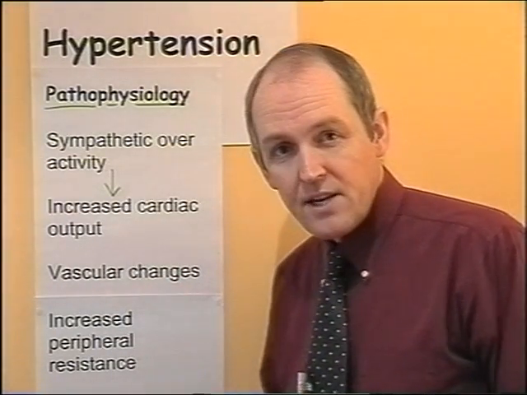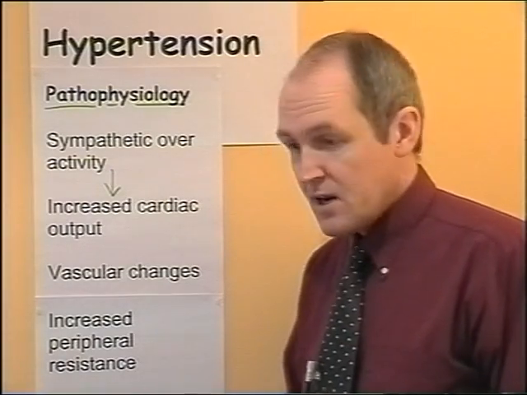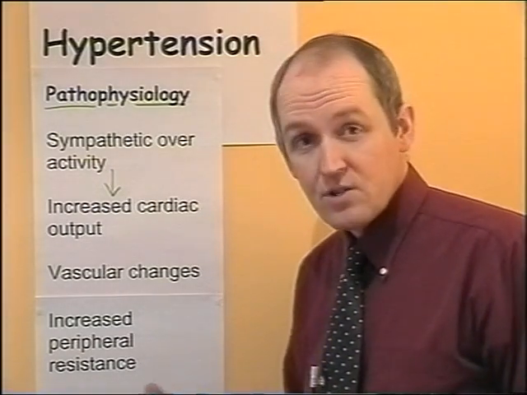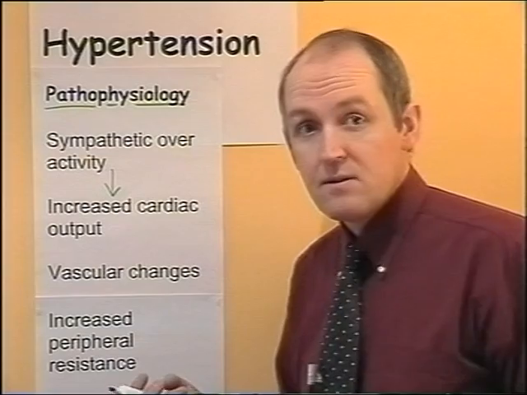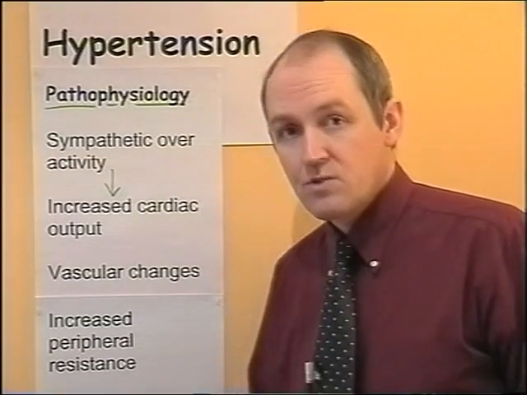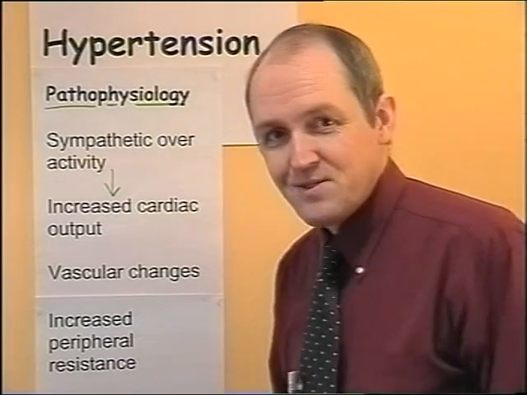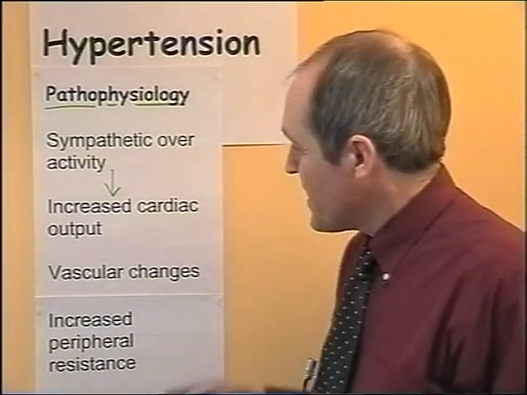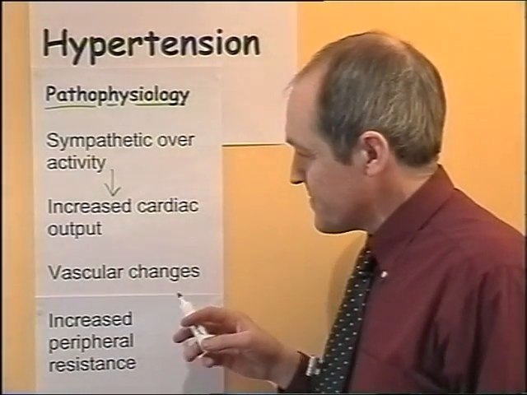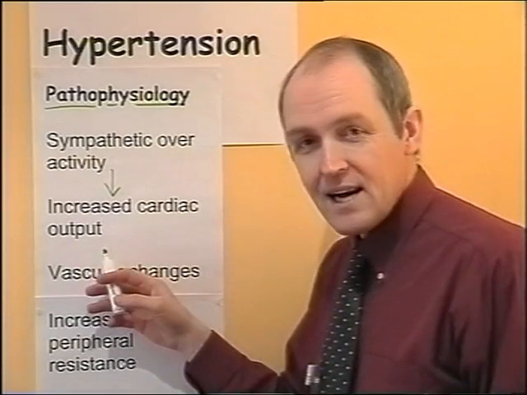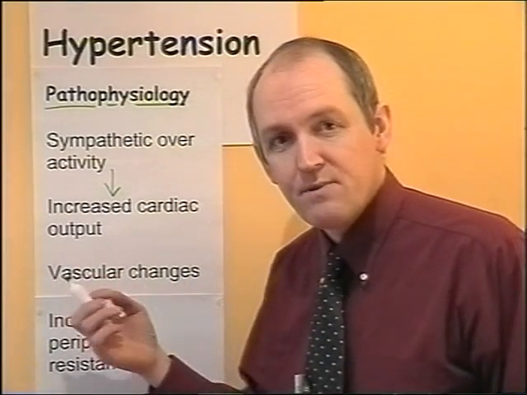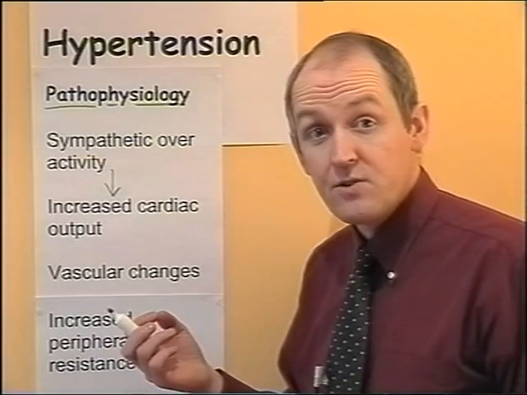Now, if you increase cardiac output over a period of time, in fact, if you increase cardiac output at all, you'll get an increased blood pressure. Blood pressure equals cardiac output times peripheral resistance in the presence of adequate venous return. So you get an increased cardiac output. Therefore, you get an acutely increased blood pressure, if you like. Blood pressure goes up in the short term.